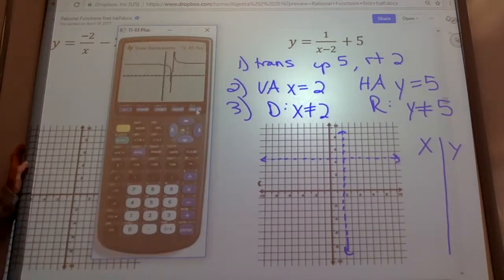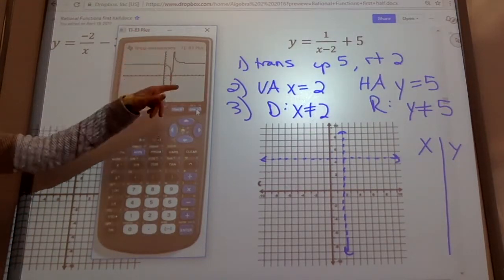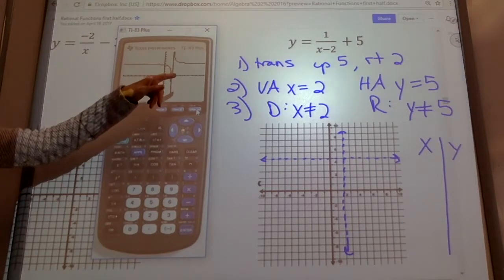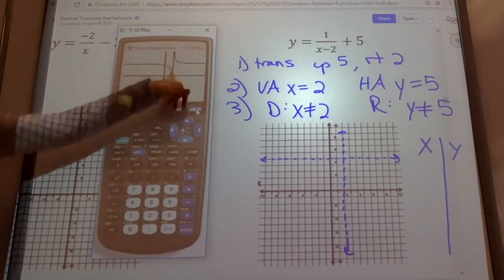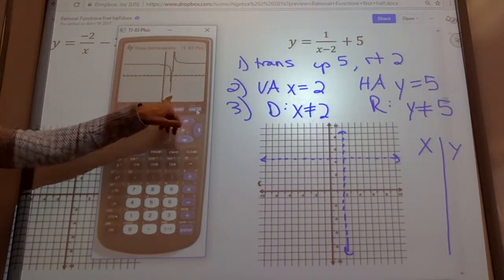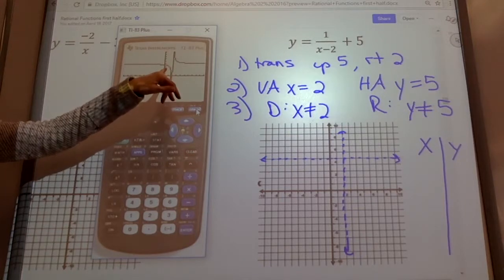And then when you graph it, your calculator actually puts in the vertical asymptote for you. You didn't see that on the one before because it was on the y-axis. But this right here, it actually kind of sketches in all vertical asymptotes, because sometimes you can have more than one.